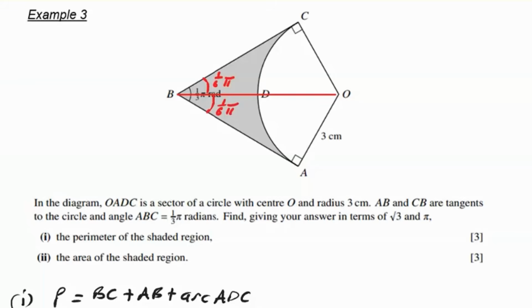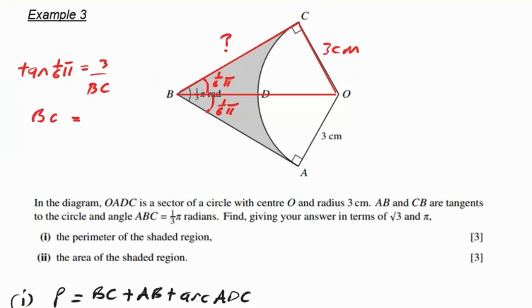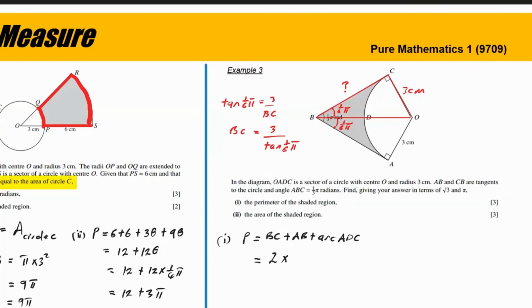All right, so if we consider this triangle with BC and CD here, where we know that this is 3 centimeters by symmetry, we can find BC, right? We can know what BC is by simply saying that tan of a sixth pi is equal to 3 over BC. So BC is equal to 3 over tan of a sixth pi. So that's what we're going to be working with for BC. And BC is equal to AB. So for our working, we'll just say 2 times 3 over tan a sixth pi. So this represents BC and AB.